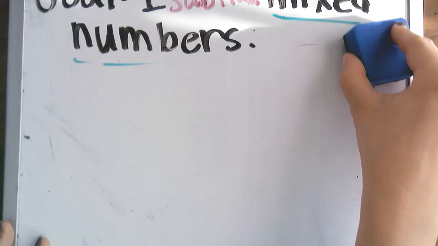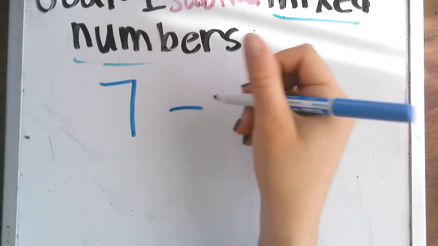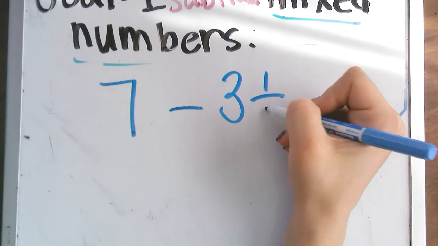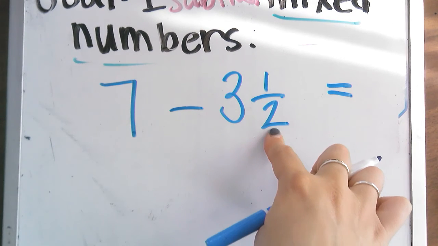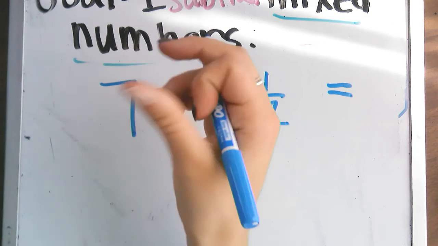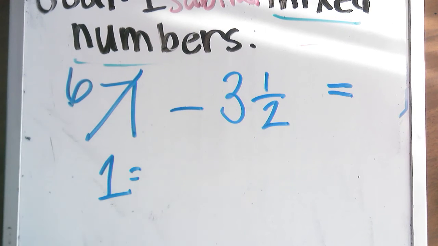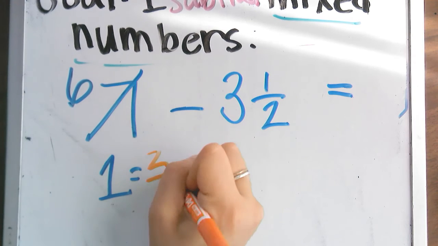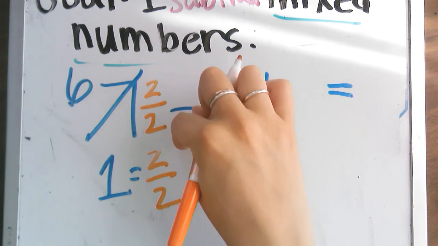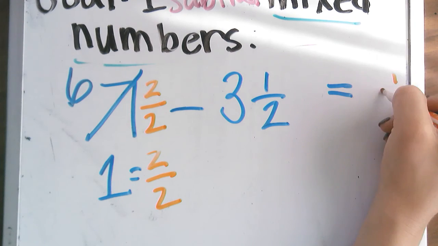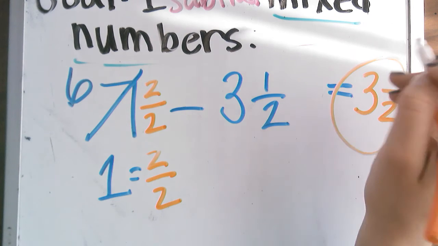Let's do one more for good measure. Let's just say we have 7 minus 3 1/2. I need to take away my half. My 7 doesn't show any halves, so I have to regroup. I'm going to cross that out and make that into a 6. And my whole in halves would be 2 halves. So 6 and 2 halves when I regroup. 2 halves minus 1 half is 1 half. And then 6 minus 3 is 3. So my answer would be 3 and 1 half.